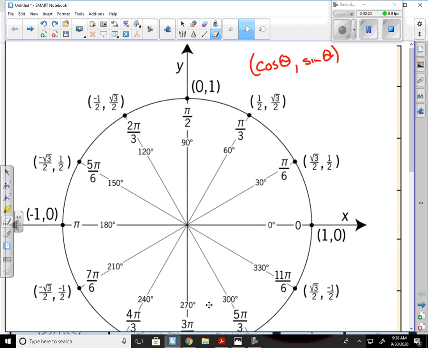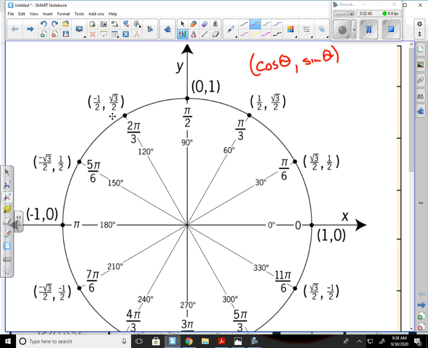If I need to find the sine of 2 pi over 3, that's root 3 over 2. If I need to find the cosine of pi, that's -1. Just going over to pi, and it's your x value. So it's very easy to find my sine and cosine.